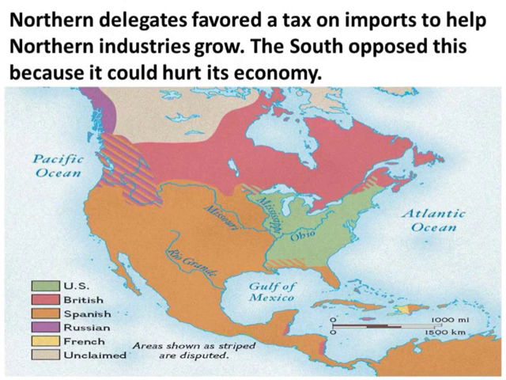Northern delegates favored a tax on imports to help northern industries grow. The South opposed this because it hurt its economy. So people in the North wanted a tax on imports to help its industries. The South didn't like it because they imported a lot of products from other countries, in particular Britain, and they had to pay more for products, which in turn hurt their economies.